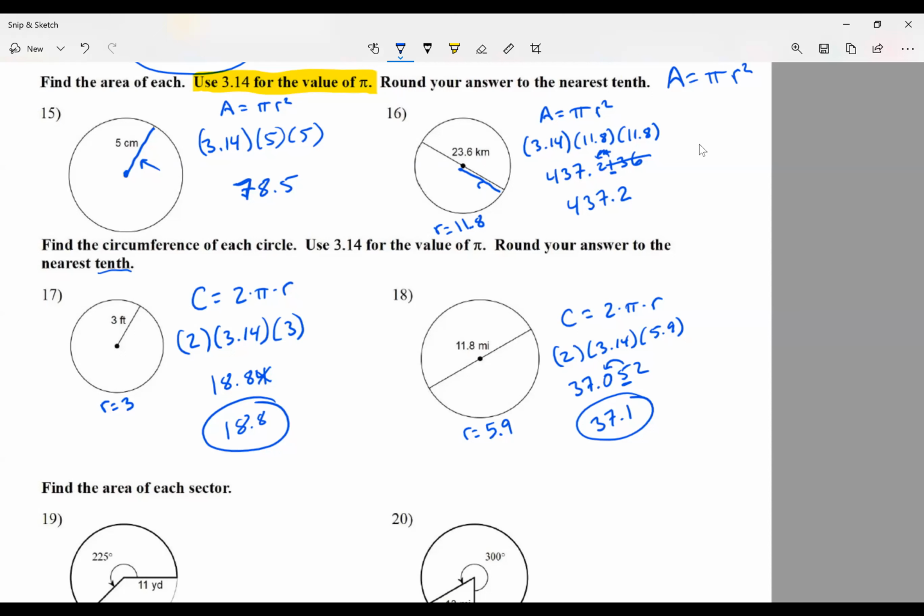Also, be careful on what you get. Some circles, I got the radius. Notice on 15 and 17, I got the radius. But sometimes you might get the diameter. I see question 16 and 18. So I might give you the radius. I might give you the diameter. I might ask you for the area, or I might ask you for the circumference. Make sure you understand what you're doing.